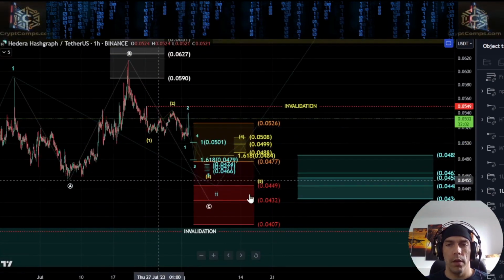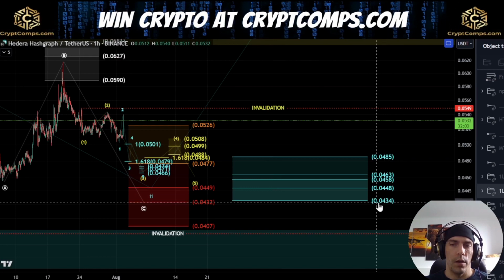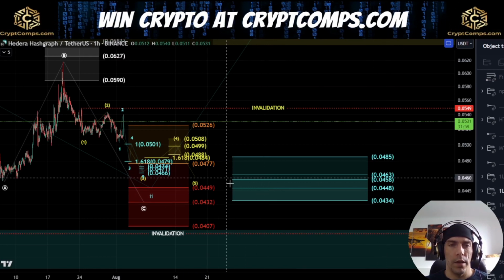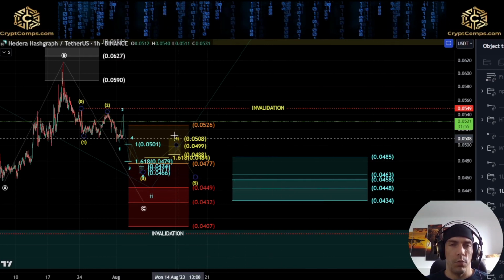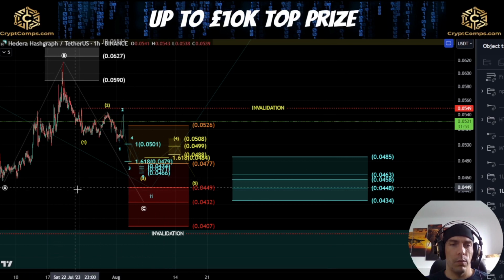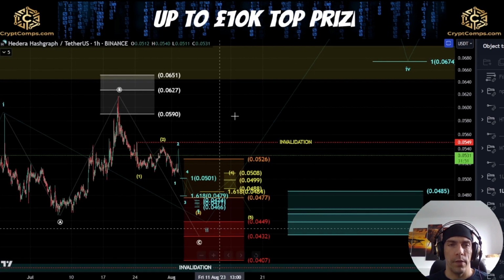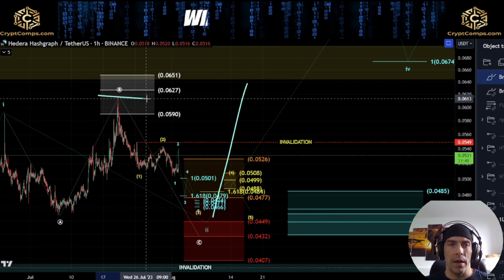But what we'd want to do then is we'd want to maintain this area here of this 0434. Ideally, we'd want to hold that level, and then we'd want to see this come down in 5 waves, and then for confirmation that this is actually a flat here, we need to see price break back above these highs.